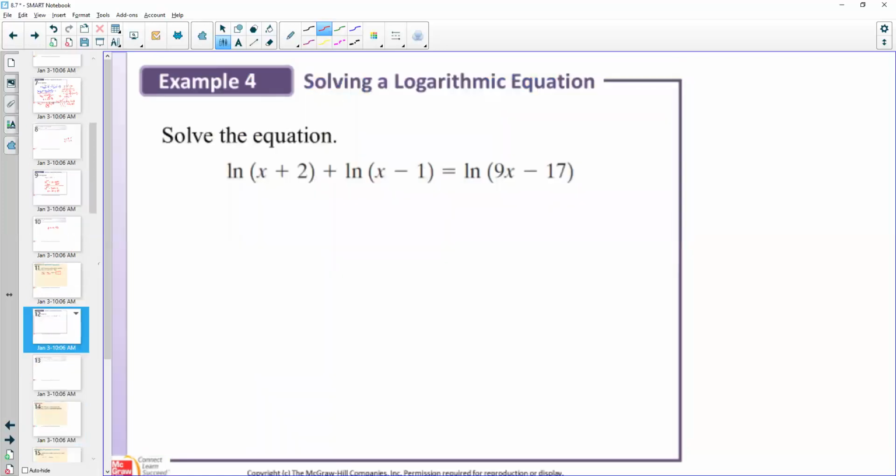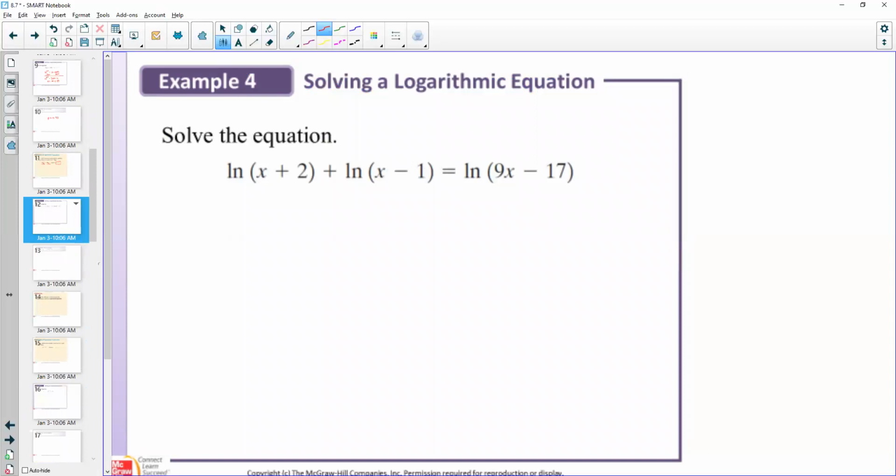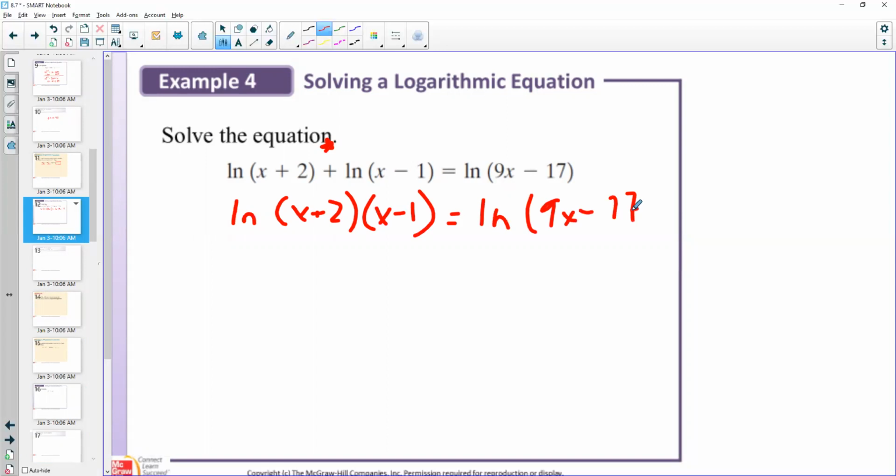So in this case, I have ln of x plus 2 plus ln of x minus 1 equals ln of 9x minus 17. The goal here is to make one log on each side, and then you can drop them. So on the left, I'm going to do ln of x plus 2 times x minus 1, because when they're added, that's implying multiplication, right? And then over on the right, I'm going to have ln of 9x minus 17. Now I have my rule. These guys can drop away. Now I'm just going to solve it without the ln's, and life is good.